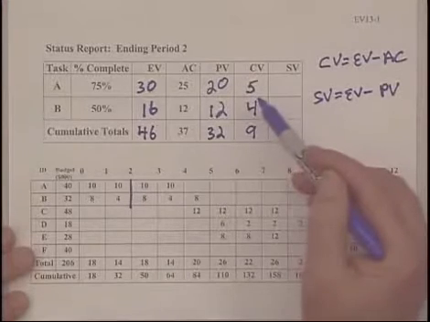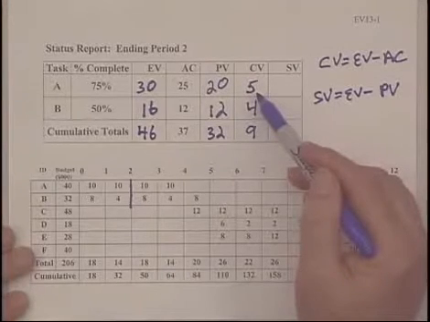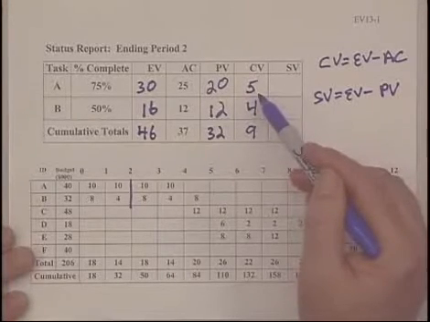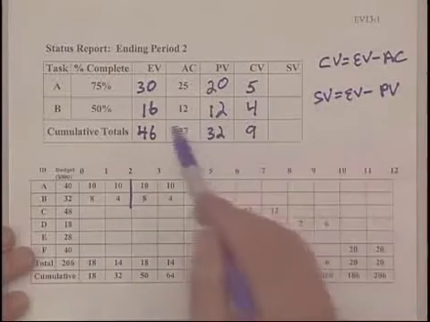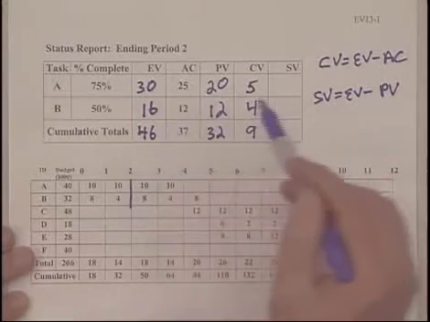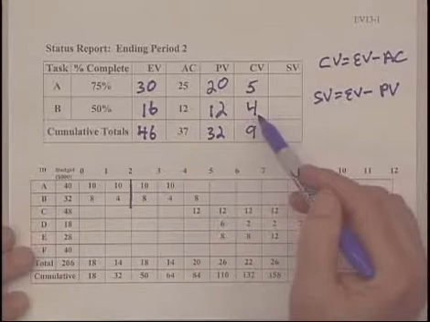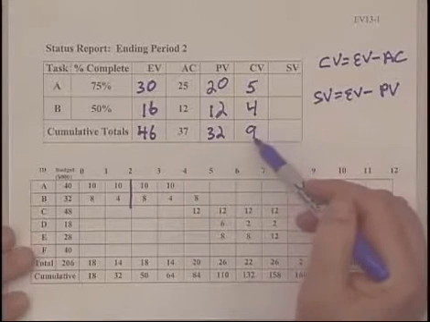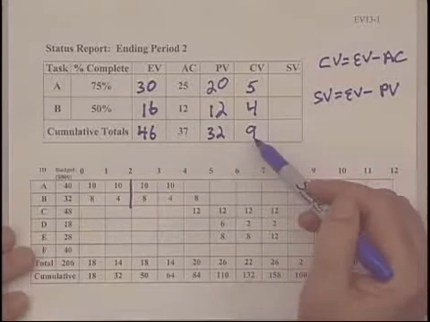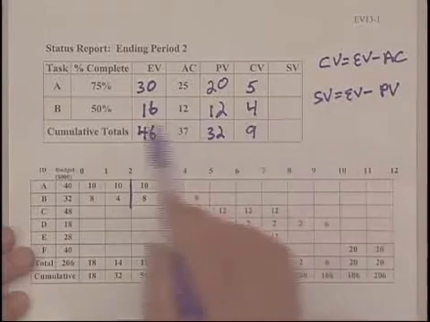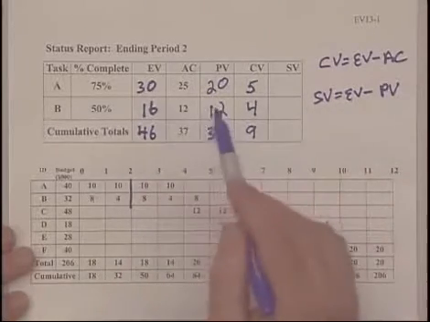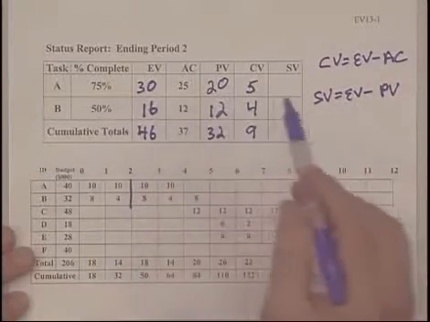So what this is saying is that we're $5,000 under budget for the work we've done so far in activity A. And $4,000 for the work for activity B. So a total of $9,000 under budget, which is good. Now let's look at schedule variance. Earned value minus planned value.